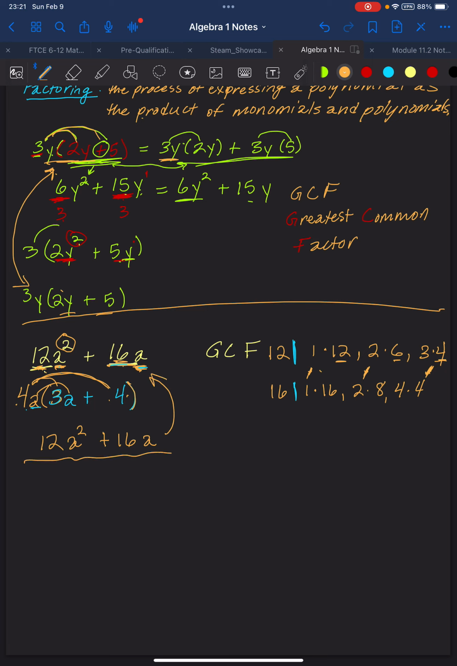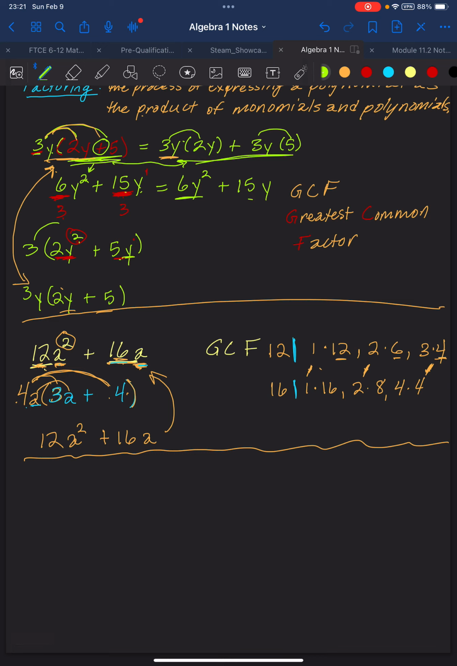We'll do one more. Now we're going to do a trinomial. Remember, tri is a Latin prefix for 3. So my trinomial is going to be 20x squared times y squared minus 45x squared times y minus 35x squared. Okay. Now, I'll give you a hint.